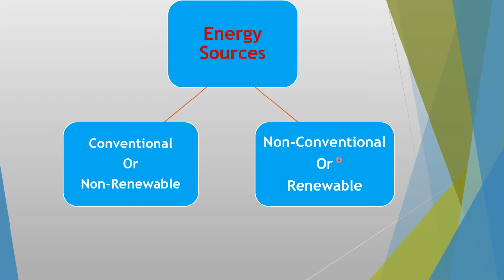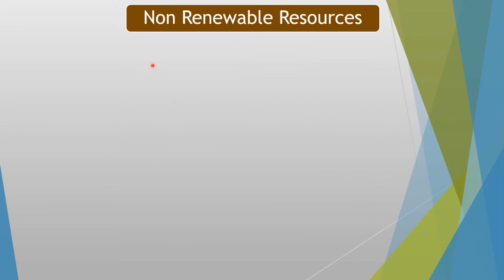Second is non-conventional energy source, that is known as renewable energy source because it can be renewed, it can be replenished. That's why we call it renewable energy source. Conventional energy sources cannot be renewed and cannot be replenished, so they are known as non-renewable energy resources. Industrialized societies depend on them, and most developed nations are dependent on non-renewable energy resources because 85% of the energy resources in the world is from non-renewable energy resources.